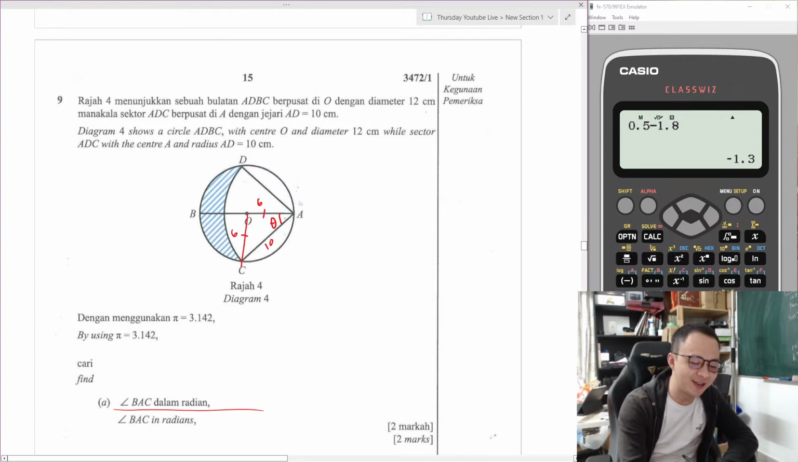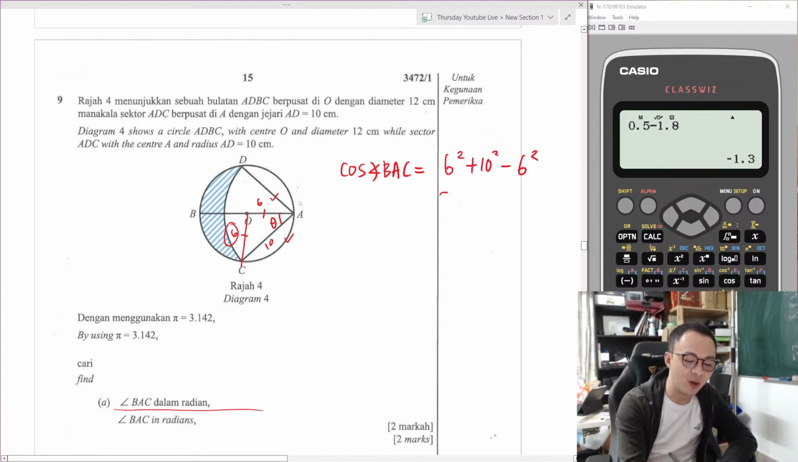So if I want to find this so-called theta in my diagram, I can write the angle cos BAC is equals to, since the opposite length is 6, right? Then I will plus 6 square and 10 square. 6 square plus 10 square minus 6 square over 2, 6, 10.